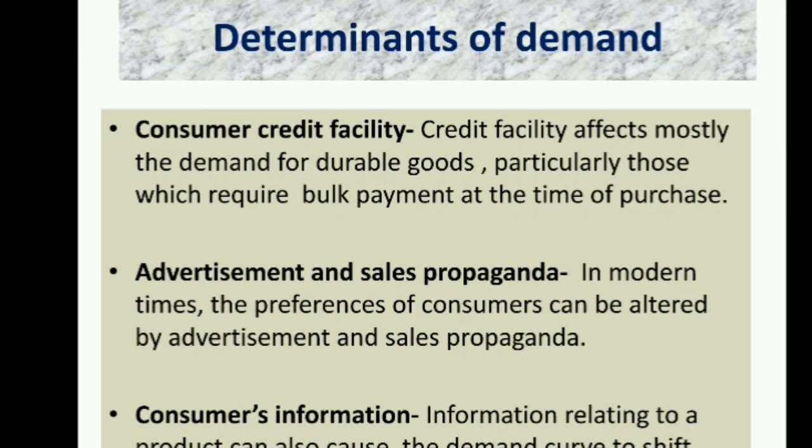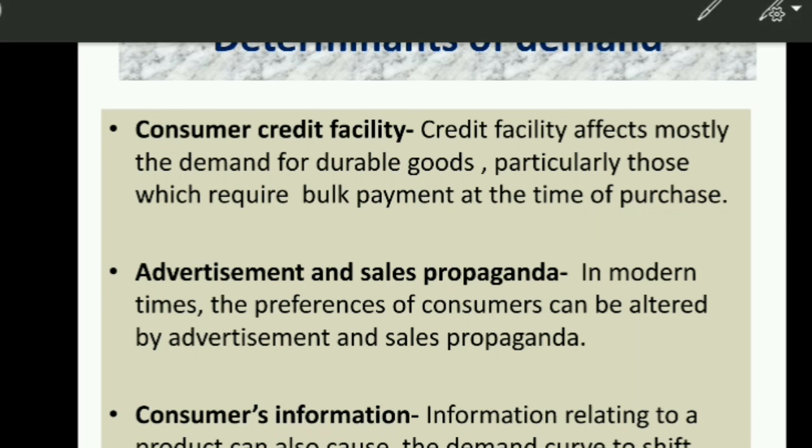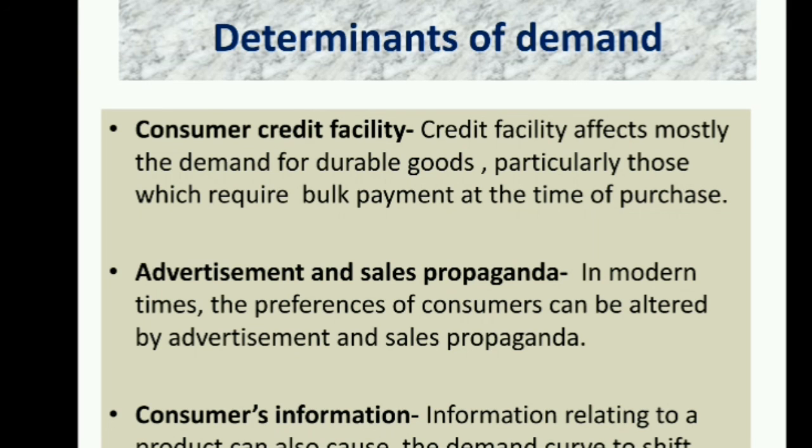The last determinant which I will discuss with you is consumer information. Consumer information is also an important determinant. Information relating to a product can cause the demand curve to shift. For example, when people learn about the dangers of smoking, the demand for cigarettes declines.